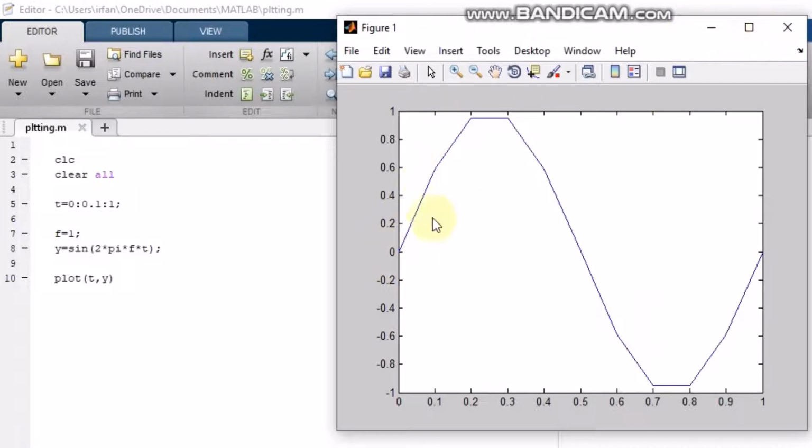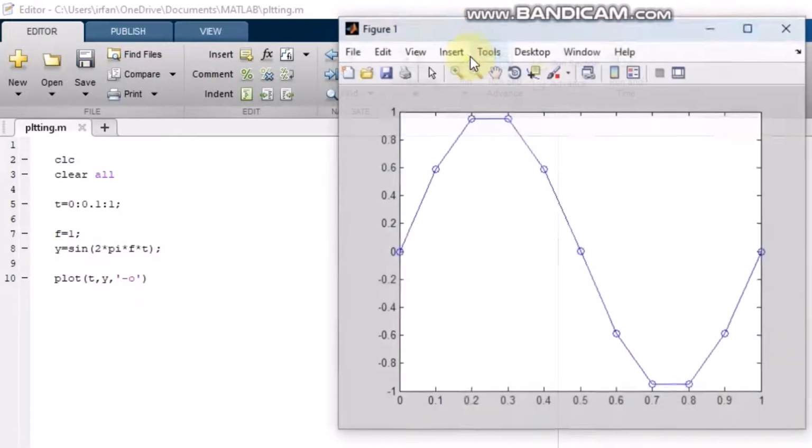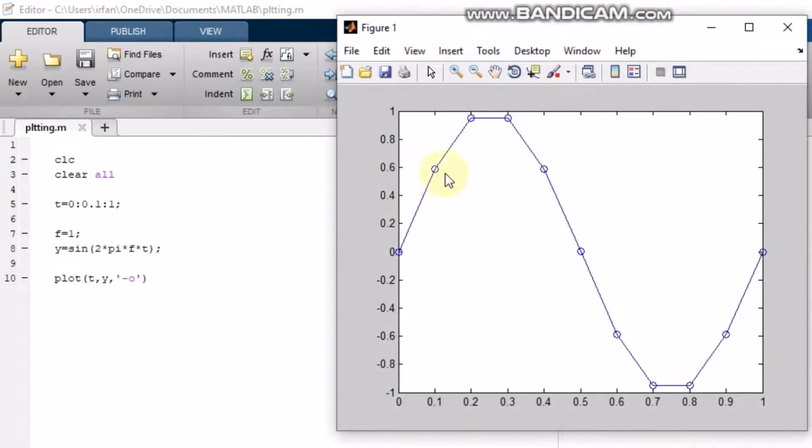Okay, so in order to check the points here, I can also write this, and let me write O here as well. Now you can very clearly see that these are the points. These are basically 10 points which are connected by this line. If the number of points is less, the resolution is less, and the curve here is not so crispy.